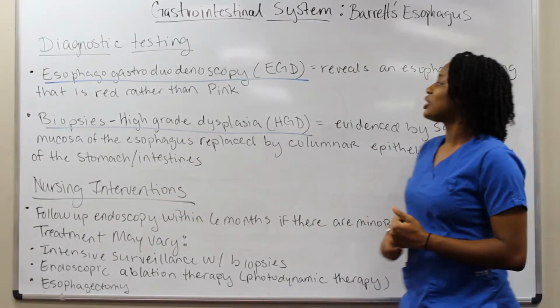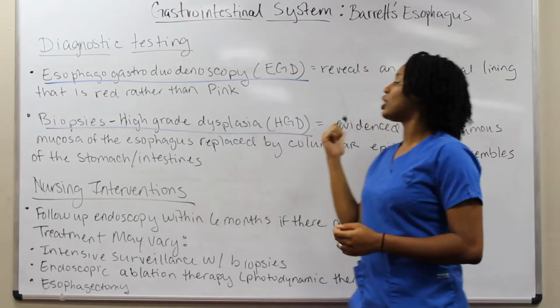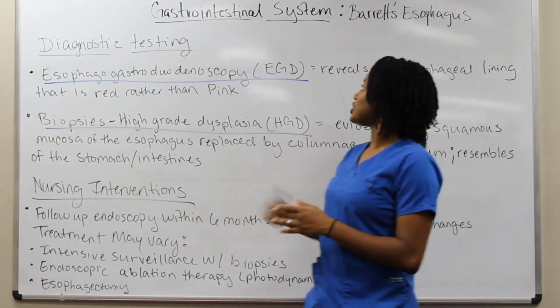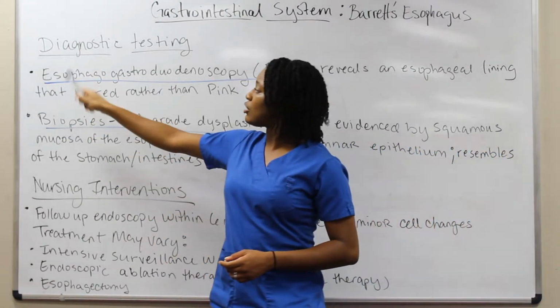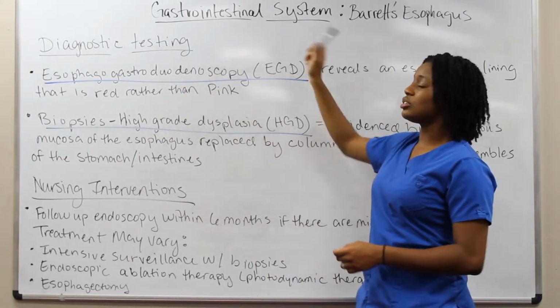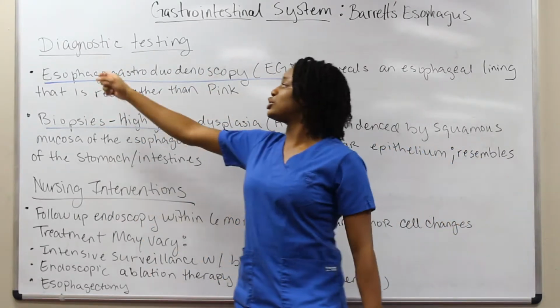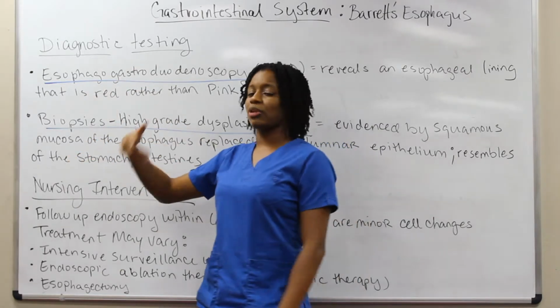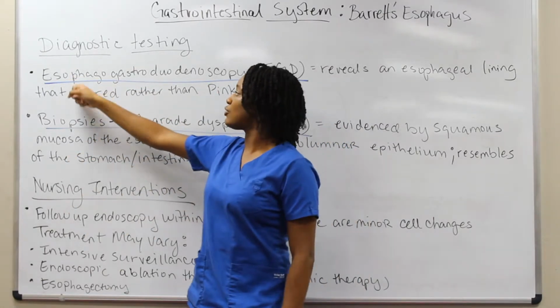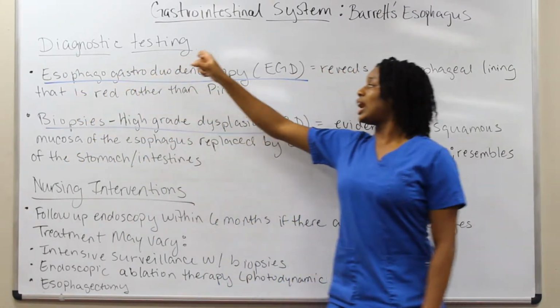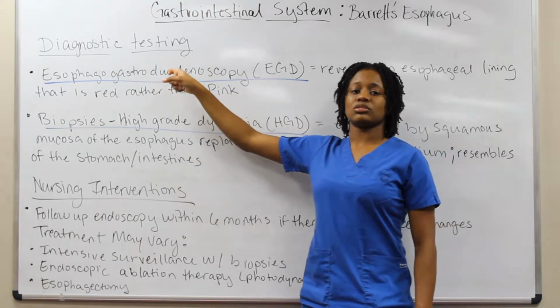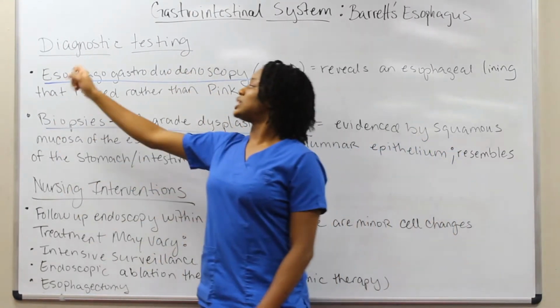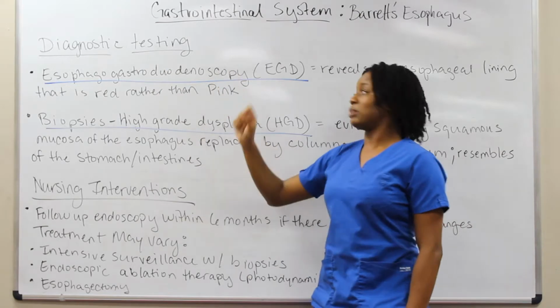Okay, so now we're going to have the diagnostic testing. So one of the things that you have is the EGD, which is esophageal gastroduodenoscopy, which pretty much is going to scope, or have a camera go down to the esophagus, the gastro area, and the duodenal area, which is also known as the small intestine. So the test name is actually within the name.